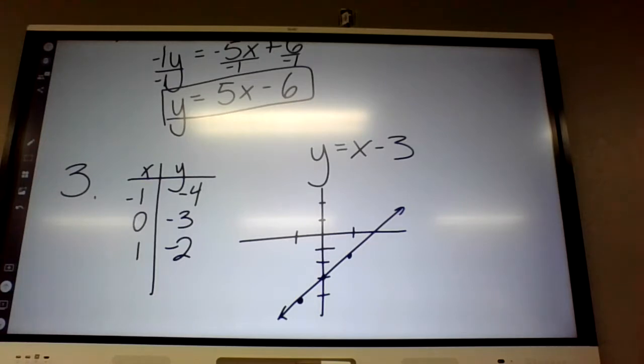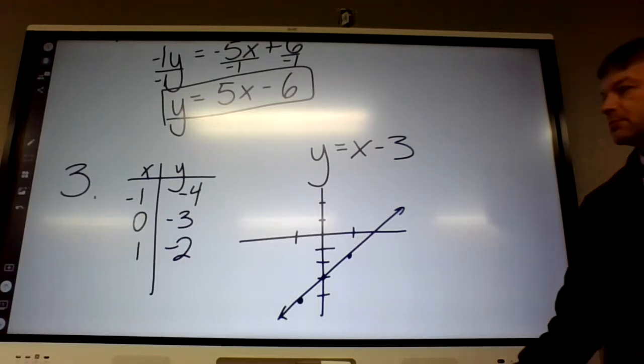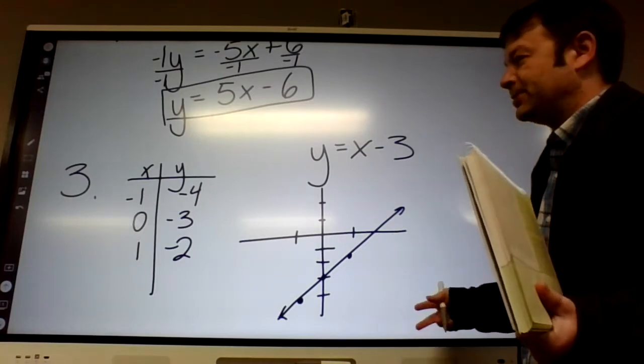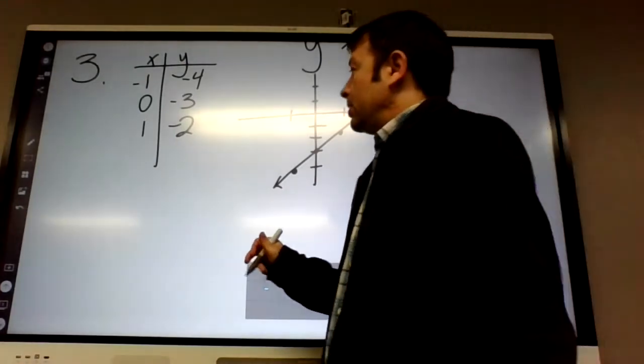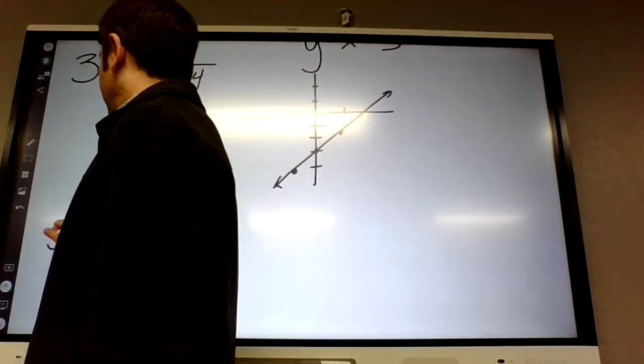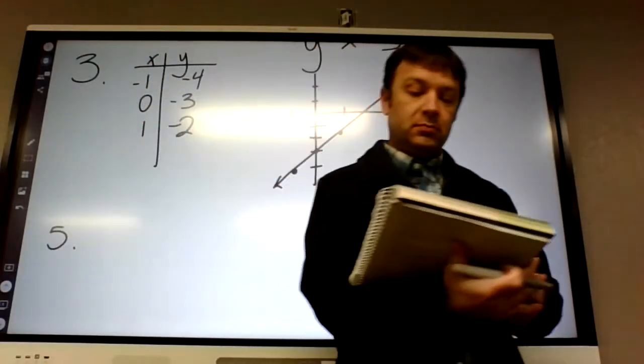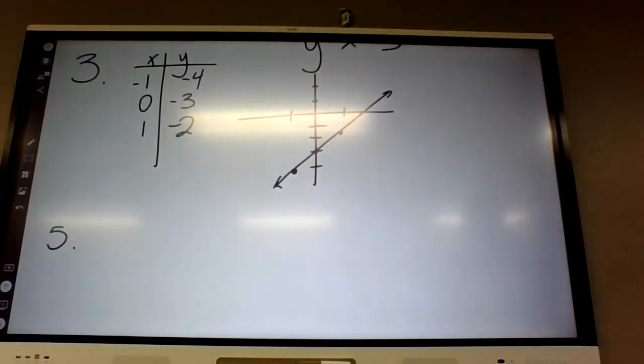Or 4, I mean. You want us to use those same numbers? I mean, if you want to make your life harder, you don't have to. You could use like 0, 1, 2. Those would be pretty easy. Alright, number 5. Which one's easier? Negative 1, 0, 1, or 0, 1, 2? You're confusing me.